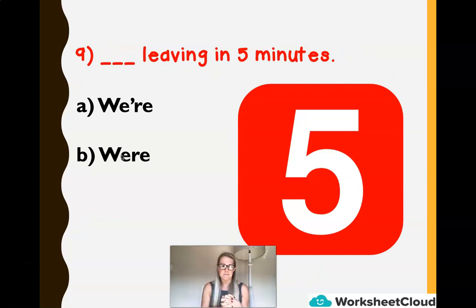Right, number 9. We're leaving in 5 minutes. So I think I, again, have probably given you the answer, because with certain contractions, the way that you pronounce the words actually helps you with what the word actually is or where it stems from. So if I say the word A, we actually say it as we're, and if I say B, it is were.